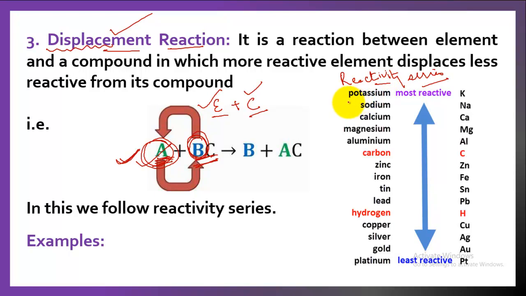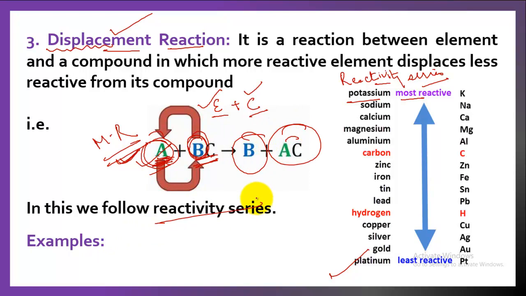That is, the element which is at top is most reactive, and in this order their reactivity goes on decreasing, and the least reactive is at bottom. So if this element is more reactive, then only the reaction will take place. It will displace B, and as a result it will form AC and B. So we have to follow the reactivity series in this case.